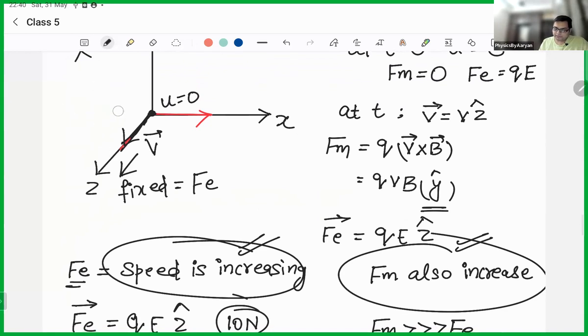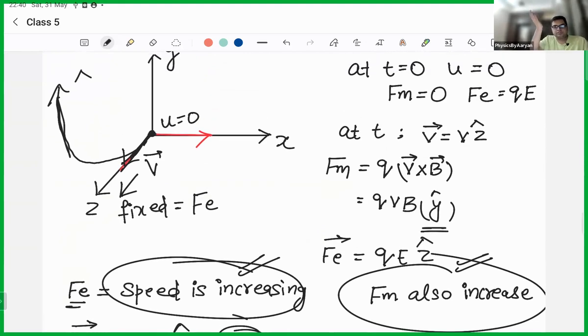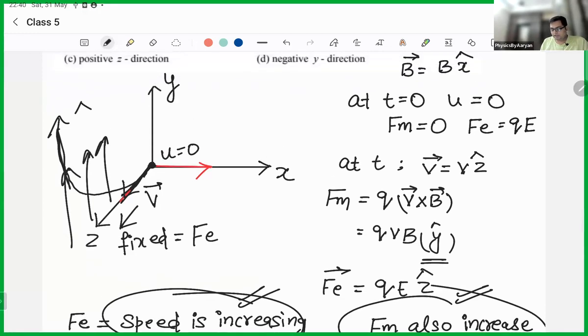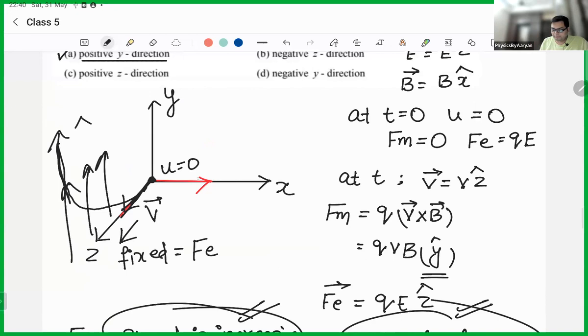So ultimately what will happen is the particle started like this, it goes like this, and ultimately it will be like this. This is going to be the trajectory of the particle. Ultimately the magnetic force will be the only dominating force. So the net drift is along positive y. It is not along positive z, because ultimately the particle will be moving like this. That is the main conceptual idea here.